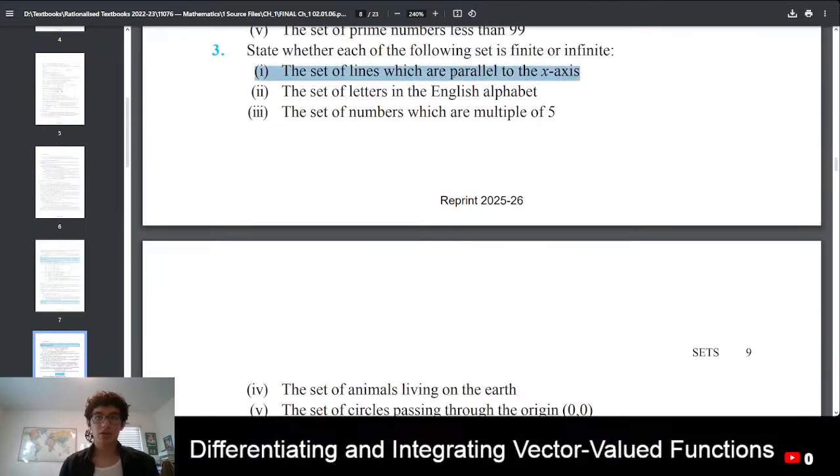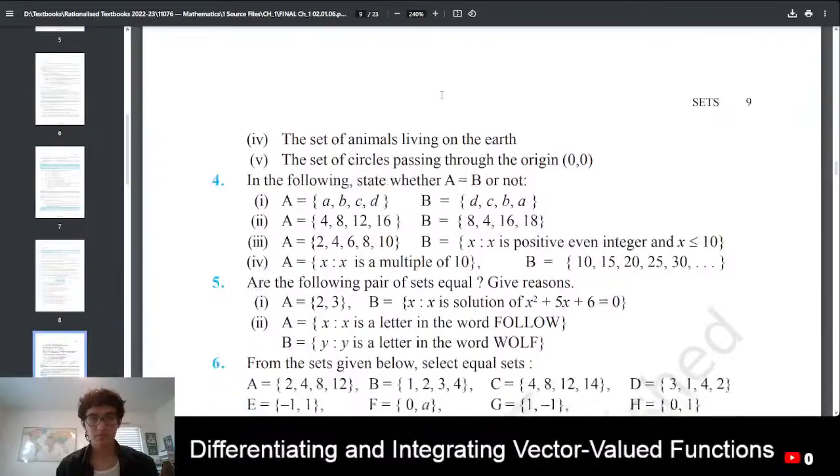Set of lines which are parallel to the x-axis. You'll just have the lines y equals anything except 0. So y can be 1, 2, 3, 4, 0.5. Y can be pi, the square root of e, anything, right? So that's going to be infinite. This is only 26 things, so that's finite. Which are a multiple of 5. You'll have literally any multiple of 5. They're infinite multiples of 5. So this is infinite, this is finite.